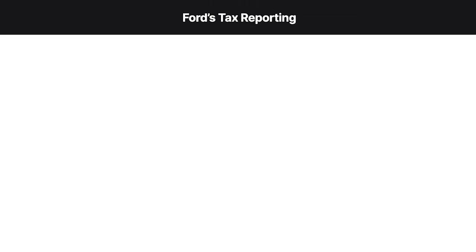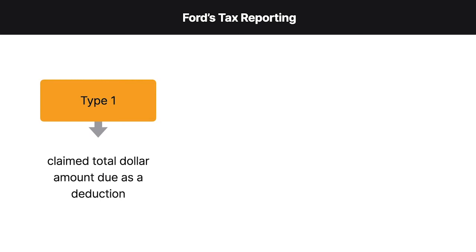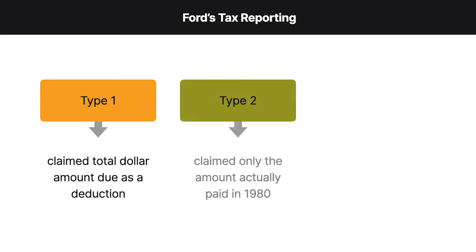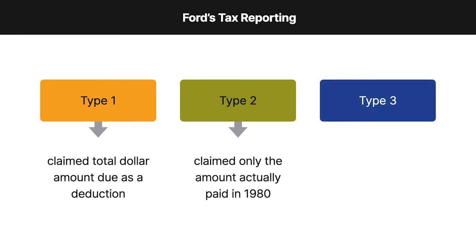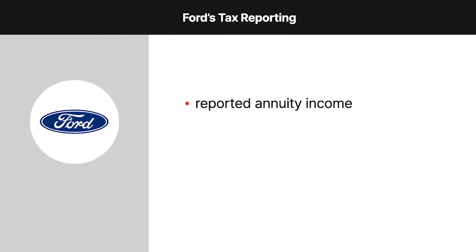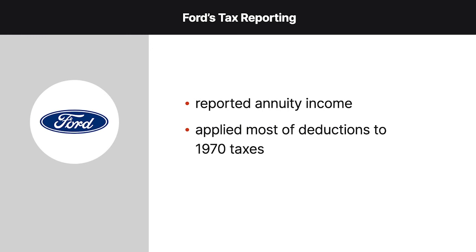In tax reporting, Ford used the accrual method. For Type 1 settlements, Ford claimed the total dollar amount due as a deduction. For Type 2 settlements, Ford claimed only the amount actually paid in 1980. For Type 3 settlements, Ford claimed the total due for the specified period. Ford also reported the annuity income, and it applied most of the deductions to its 1970 taxes.